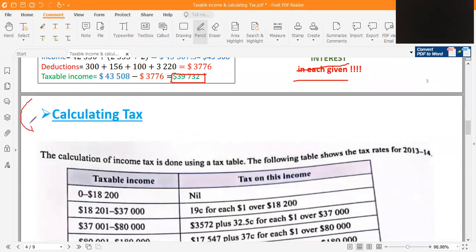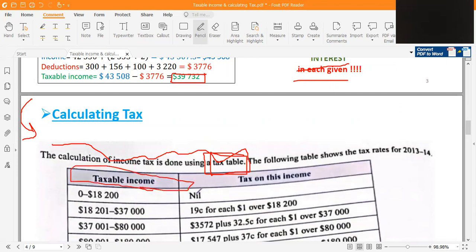So we move to define how to calculate payable tax. The taxable income is very important. It is the first step to calculate payable tax. On taxable income, the calculation of income tax is done using a tax table. In this tax table, the basis is the taxable income.